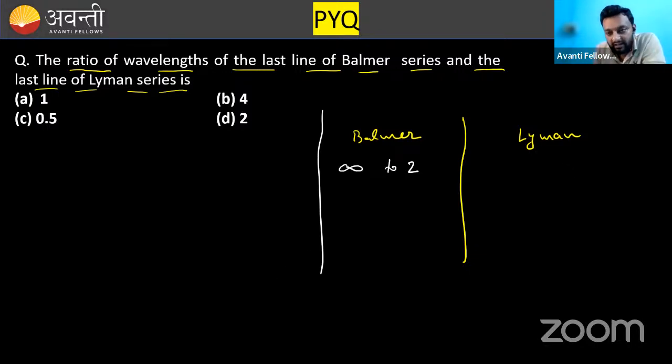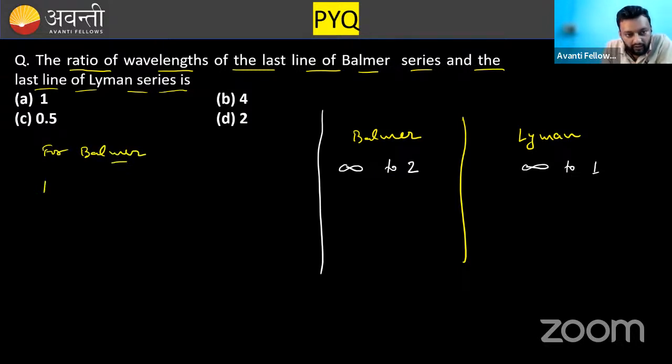In Lyman series, electrons return to first orbit. This is a surety. Lyman series electrons are returning to first orbit. From which they are saying last line. Last line means from infinity. That means you are able to understand what is the meaning of the statement. Now we need to calculate the wavelength. Now let's suppose for Balmer series I am talking.